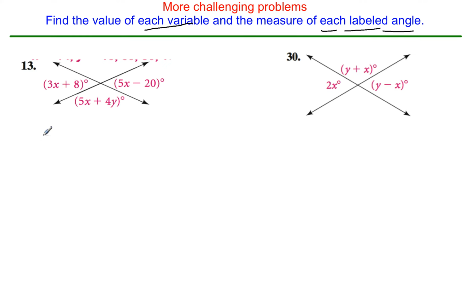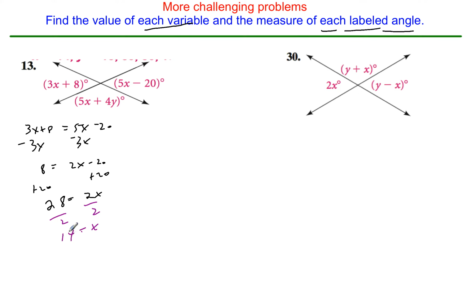Let's set these two vertical angles equal to each other. So in other words, we know that 3x plus 8 is equal to 5x minus 20. Subtracting 3x from both sides of our equation, I get 8 is equal to 2x minus 20. When I add 20 to both sides of my equation, I get 2x is equal to 28. Dividing both sides of the equation by 2 gives me x is equal to 14. So it looks like that's the answer for x. But right now we could easily check to make sure that these vertical angles are equal, which we're going to do, but let's first find y.